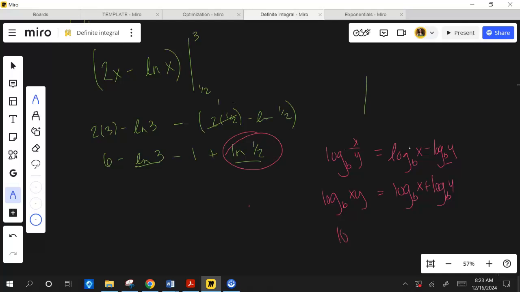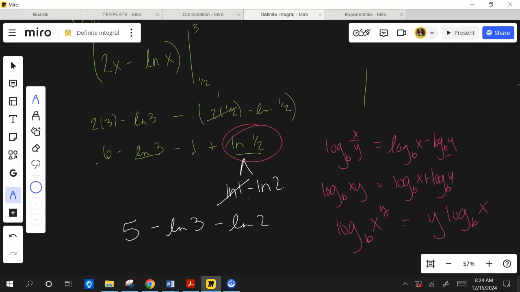The other one is the power rule, which doesn't come up on this one, but x to the y would become y times log base. So those are your 3 important log properties that you have to remember to expand and condense. If I look at this problem, I could split this up into log of 1 minus log of 2. Why is that helpful? What is the log of 1? 0. That's always 0. So now I've got 6 minus 1, which is 5, minus log 3, minus log 2.